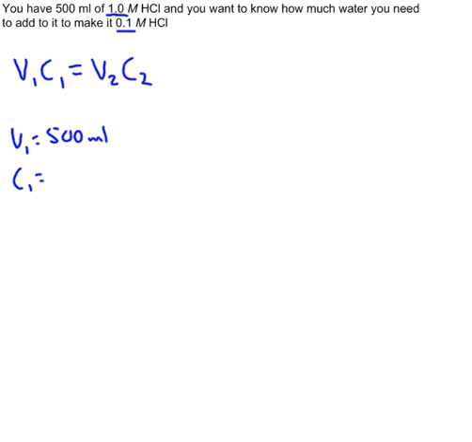So we know V1: we're starting with a 500 milliliter sample of hydrochloric acid, and we also know its concentration. It's 1 molar, which is fairly strong. And it says how much water do you need to add to it to make it 0.1 molar HCl. So we're looking for a volume here. And we know the second concentration is only 1/10 of the original concentration, 0.1.